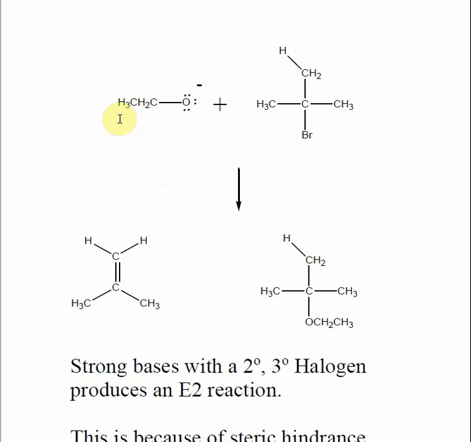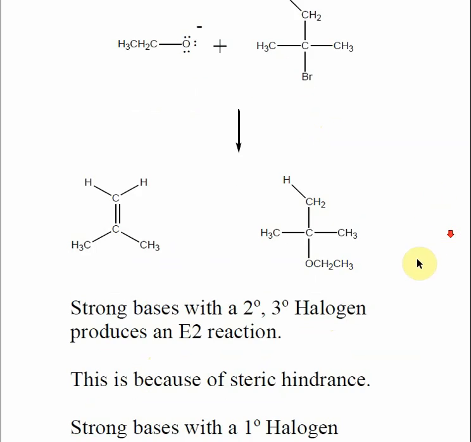But the idea here is if I have my good nucleophile strong base, it could go either way. So my alkoxide could act as a nucleophile or it can act as a base. It's going to act as a strong base when I have a secondary or tertiary halogen because of the sterics. So in this case, it was a tertiary halogen. I'm not going to get a substitution reaction. I'm going to get an elimination reaction. That's because my electrophilic carbon is too sterically hindered.